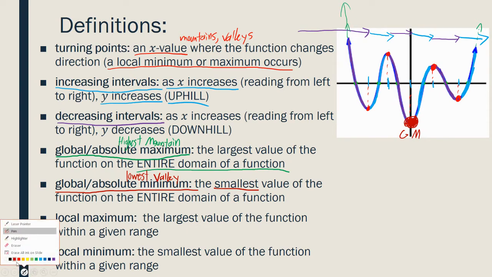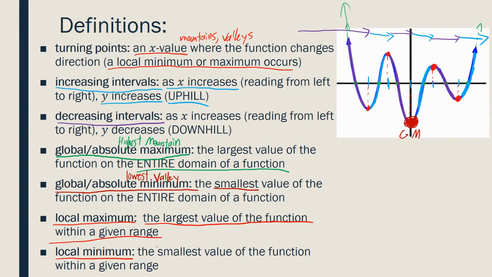Now, if I want to talk about local maximums and local minimums, a local maximum is the largest value of the function within a given range. So any other maximum or any other turning point that is on a mountain is going to be considered a local maximum. So this right here is a local maximum. This right here is a local maximum because those are the tallest mountains in this short little section of the domain.